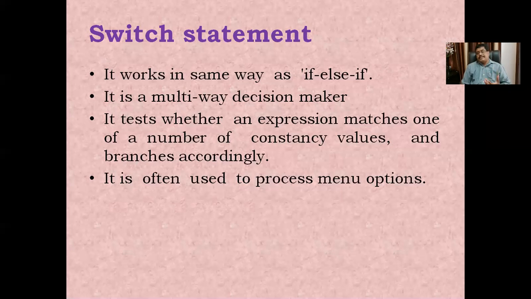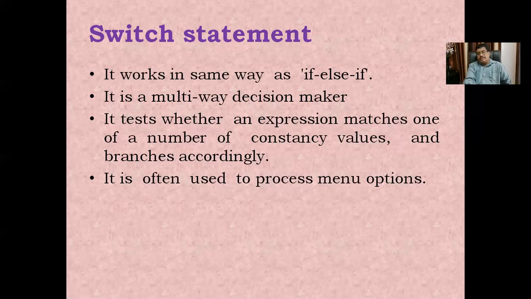It checks the expression, matches any one of the branches, and executes that particular branch's statements. Otherwise, it will come out of that statement. Often it is used for menu options, and it is also called key options.